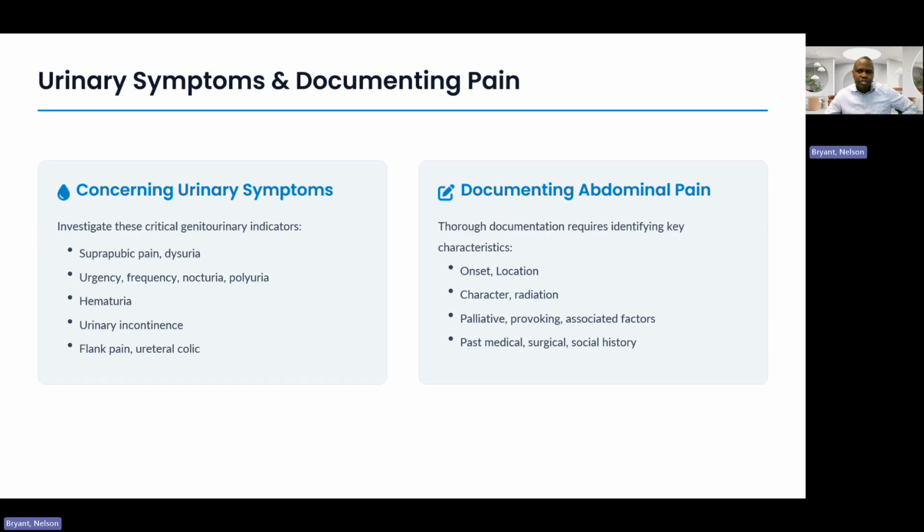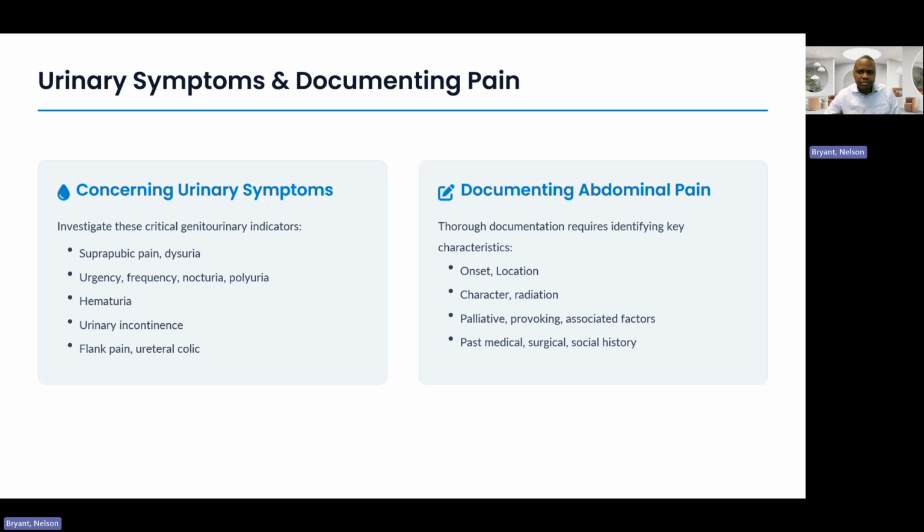So moving to the GU system, inquire about suprapubic pain or any dysuria, any urgency, any nocturia, any frequency. Those are symptoms of, like, UTI in older adults. Hematuria also is a red flag requiring immediate investigation. Assess for flank pain pointing to kidney stones.